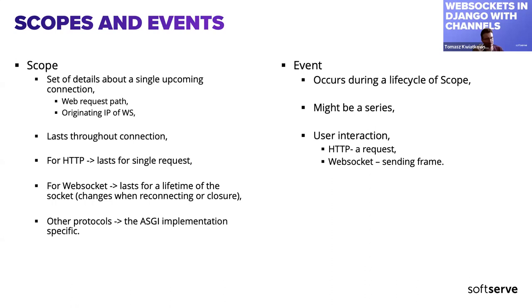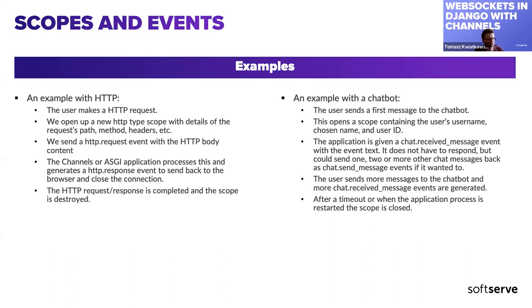In each scope, there might be events that occur during the lifecycle of the scope. Those events might be a series of events, and the types of those events might be, for the HTTP case, a single request, and for the WebSocket, sending a frame with a message in order to communicate with the other side of the connection. So those are the examples that I already mentioned.